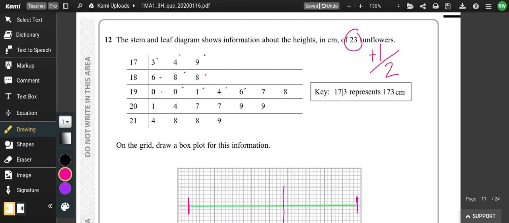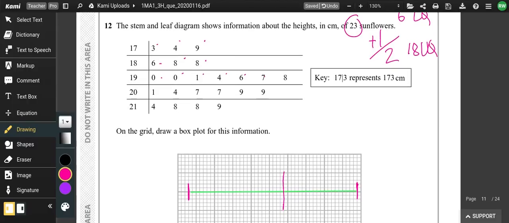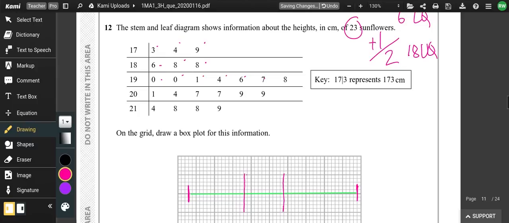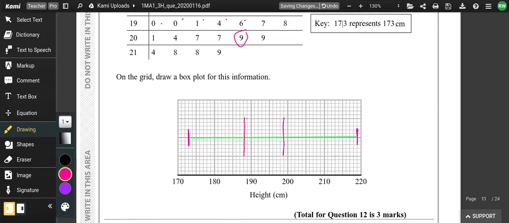And then, so if the 12th position is the median, that means the 6th position is going to be the lower quartile, and the 18th position will be the upper quartile. So the 6th position will be 188. So that would be there. And then the 18th position, so that's 12, 15, 16, 17, 18, will be 209. So that will be our box plot for this stem and leaf diagram.